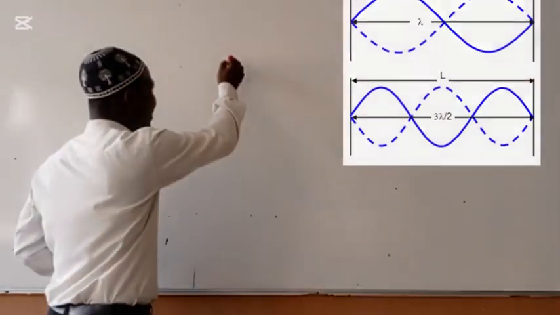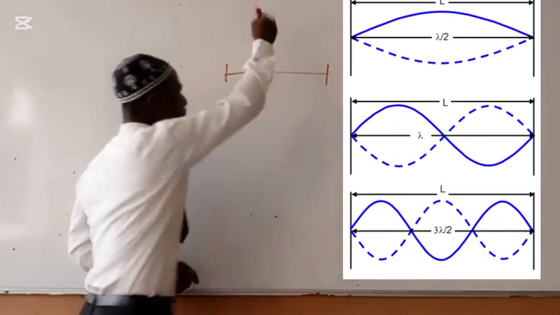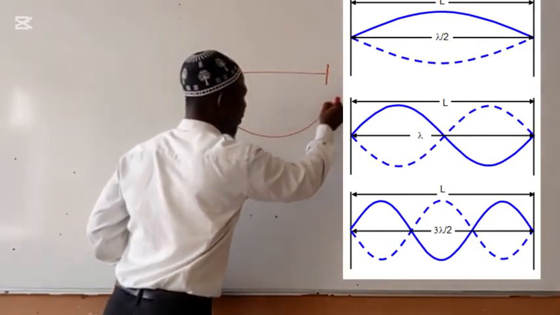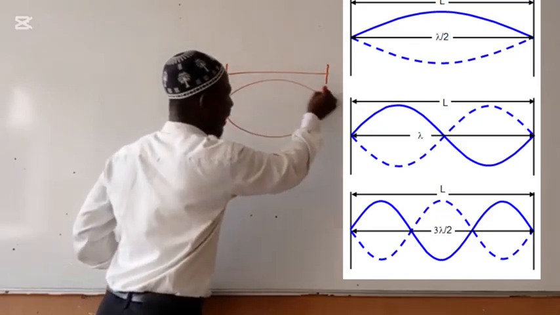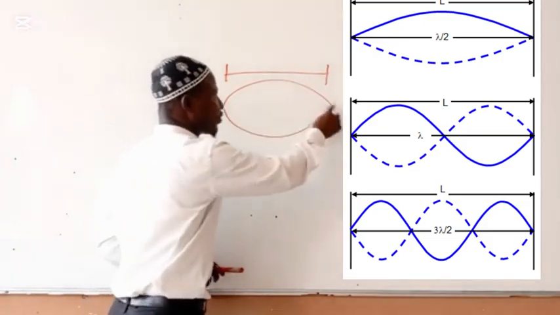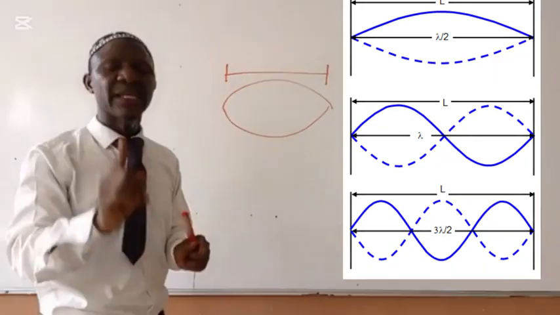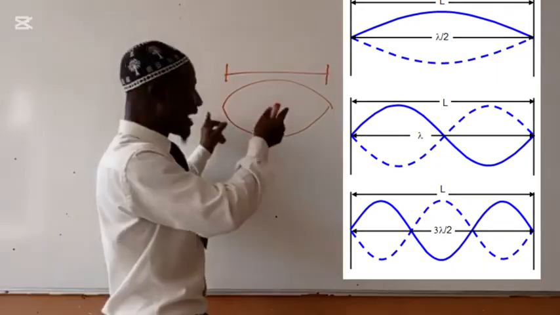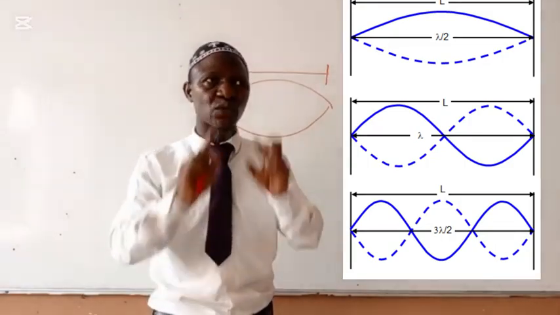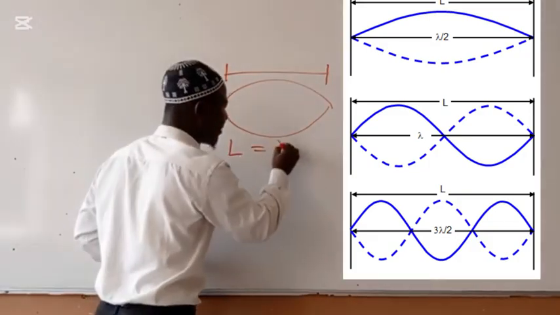If you have a string like this, tight at both sides, if you pluck it at the center, it will give you this shape, like this, then like this. Then what will now be the length? If you want to determine the length from here to here, it's very simple. Since this one looks like a loop in the stationary wave, it is lambda over 2, that is wavelength divided by 2. Therefore, here now, our length will be lambda over 2.